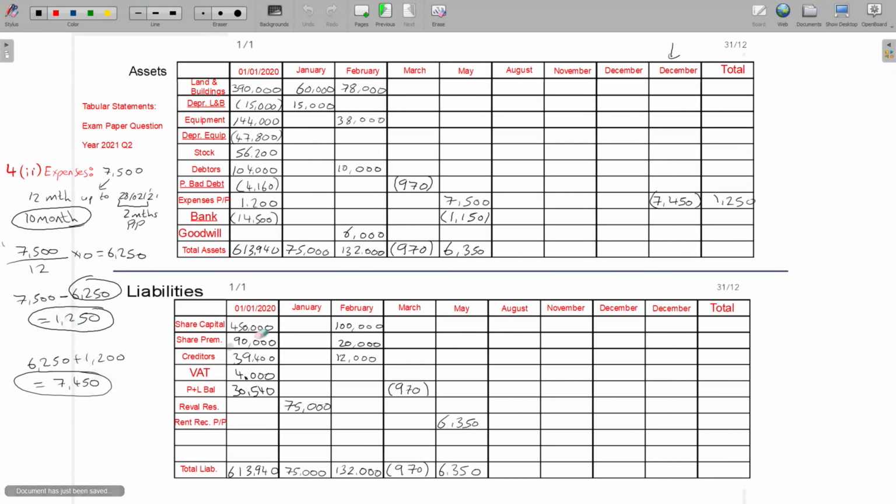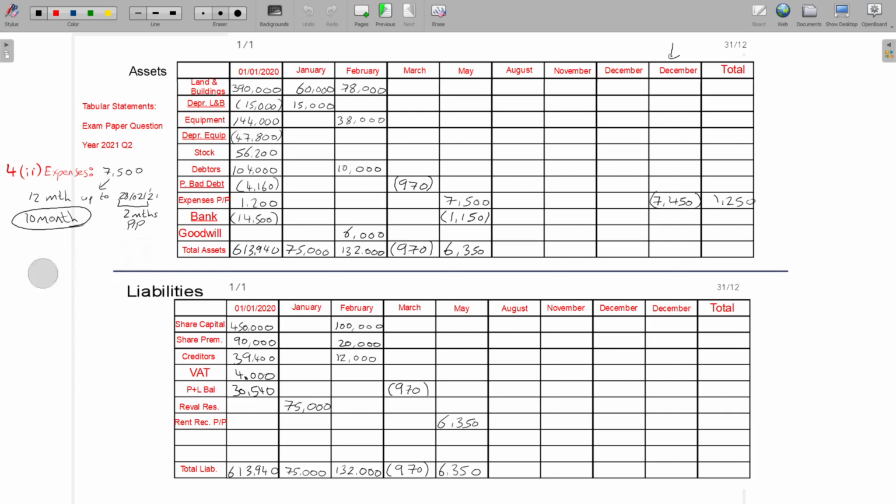So that's how we get our 1,250 in here. And that means that what has to go in here is the 7,450, which is 1,200 plus 6,250. So I'll now erase this, but that's the hardest part of these tabular statements. And whenever a question like that comes up, just do exactly that. And it'll work out.